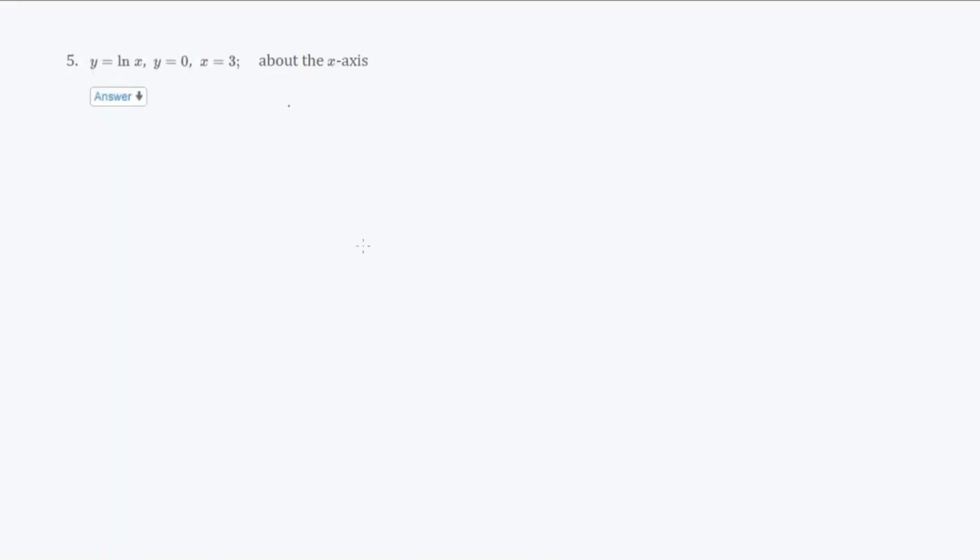Alright, so let's take a look at number 5 for a second. For this question, we're just going to set it up. We're not going to integrate it, as it's going to take u substitution and integration by parts to answer it, which is not taught in this section. So let's figure out how to set up number 5. We have y equals ln of x, y equals 0, and x equals 3.